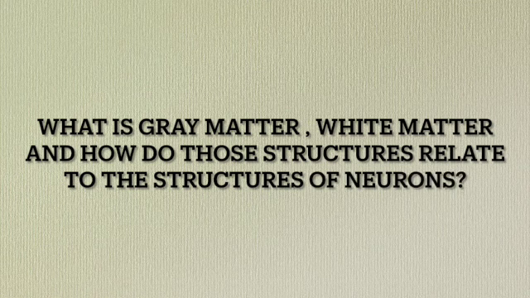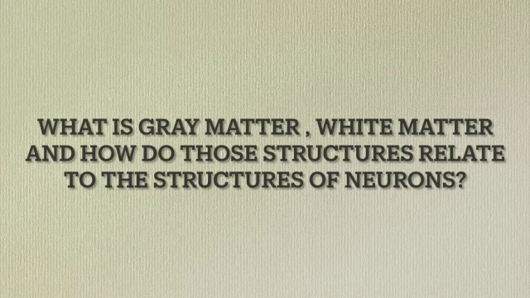What is gray matter, white matter, and how do those structures relate to the structures of neurons? Gray matter refers to the regions of the nervous system that contain very many cell bodies and dendrites. Gray matter can also be pinkish sometimes due to the blood content, but it is often referred to as gray matter because it is significantly darker than white matter. White matter refers to the regions of the nervous system that contain many axons.